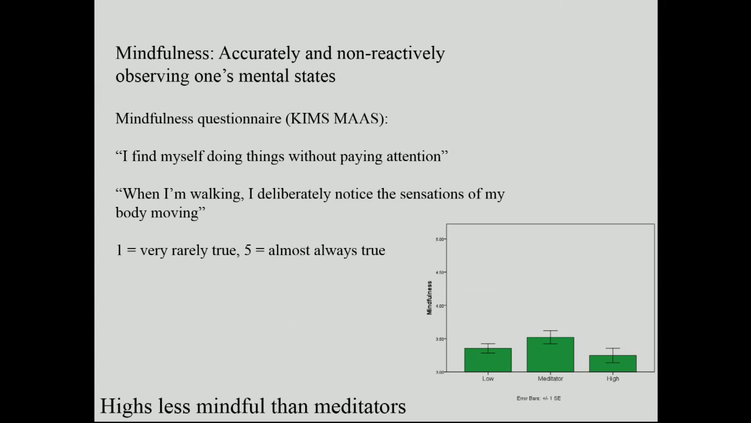Other correlational ways of getting at the relationship is with the mindfulness questionnaires. So Rebecca used these two questionnaires, and they asked things like, I find myself doing things without paying attention, which you would score low on mindfulness for. Or when I'm walking, I deliberately notice the sensations of my body moving. And what you find is highs score particularly low on mindfulness questionnaires, lows in the middle, and meditators, as you expect, score particularly highly on it. So highs are less mindful than meditators.